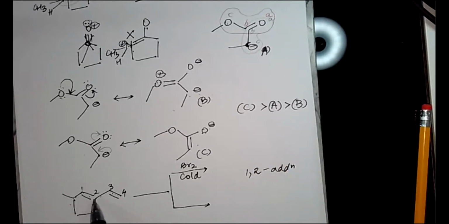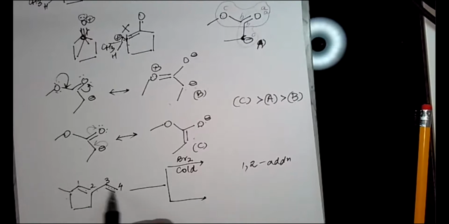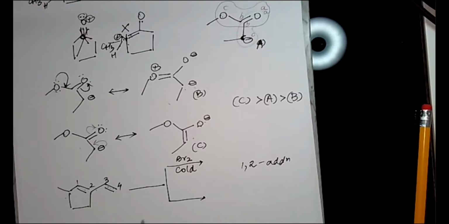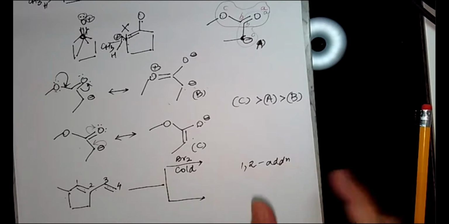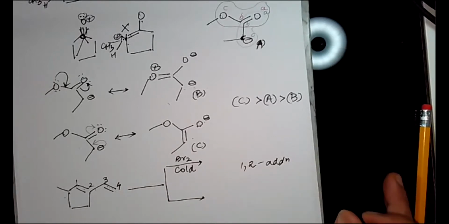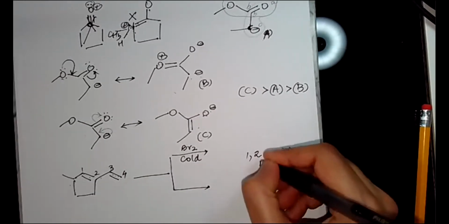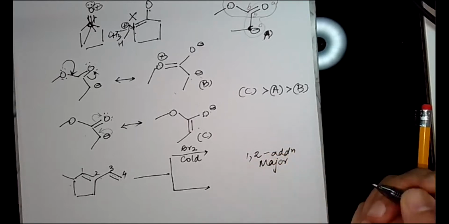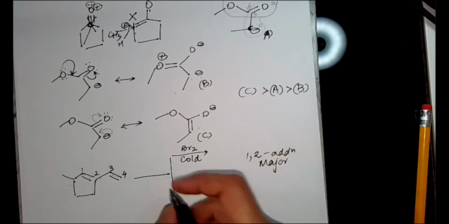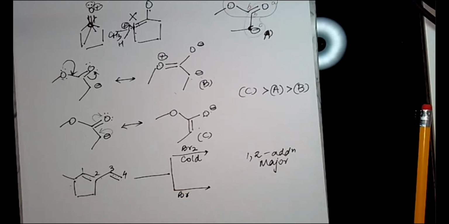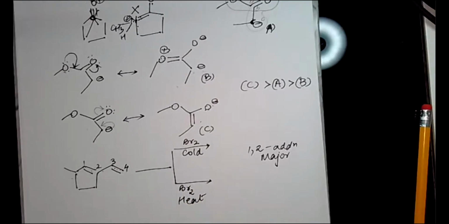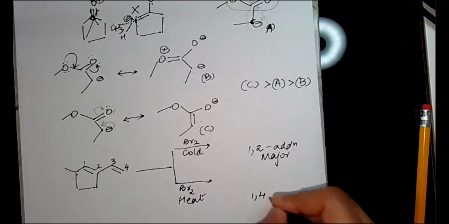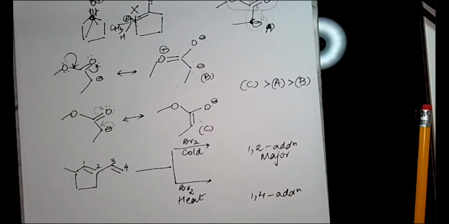It could add across these two alkenes. It could add across these two alkenes also. So you can have multiple variations of that, but this is going to be your major product. On the other hand, if you have the diene and you're going to add something under thermodynamic conditions, which is heat, now you are going to get the 1,4 addition product as your major product.